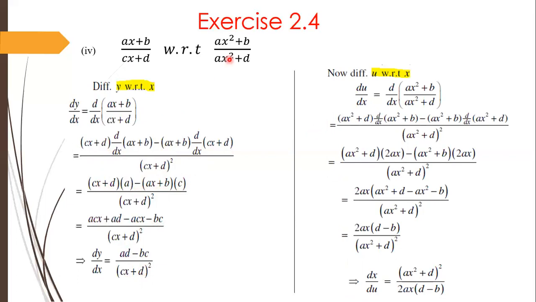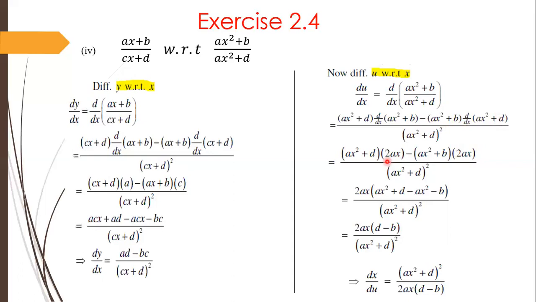Now, differentiate u is equal to ax square plus b over ax square plus d with respect to x. So, du by dx is d by dx of ax square plus b over ax square plus d. Again, use the quotient rule: denominator squared, denominator as it is, derivative of numerator, minus numerator as it is, derivative of denominator. Derivative of ax square: a is constant and derivative of x square is 2x. So derivative of ax square is 2ax and derivative of b is 0. Ax square plus b, derivative of ax square is 2ax and derivative of d is 0.